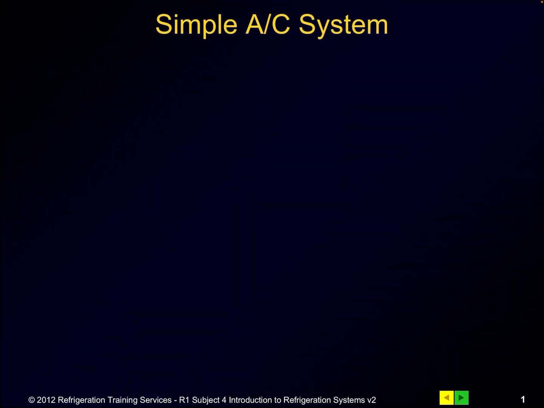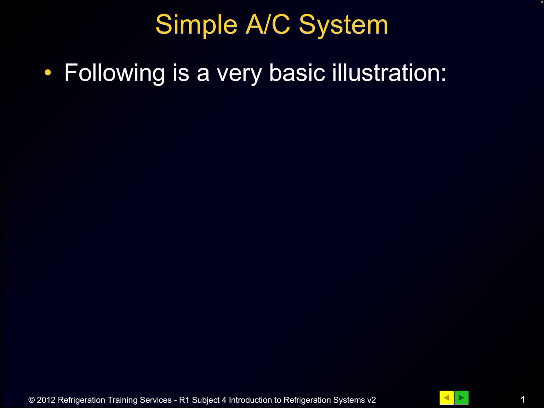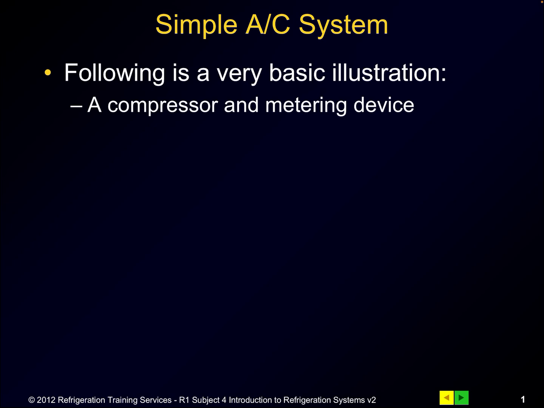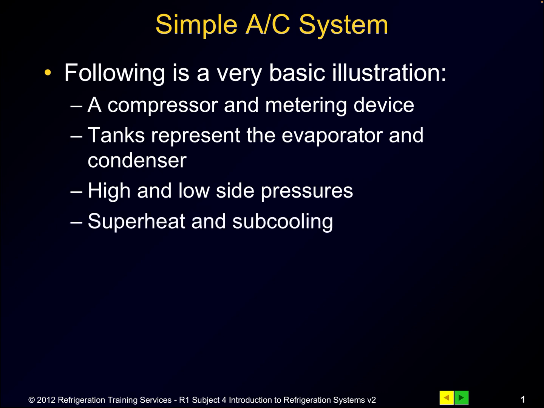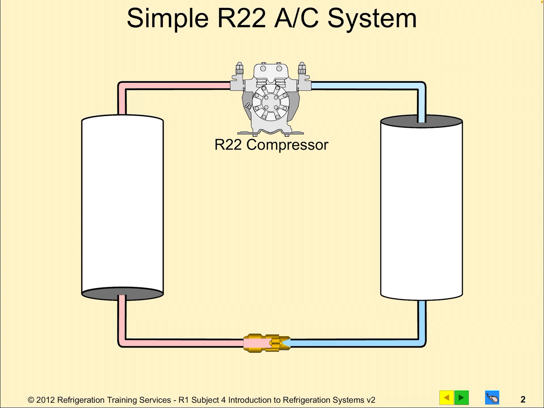On this particular system, a simple air conditioning system, what we're going to be taking a look at is the basic operation of a compressor. We've got a metering device. We're going to have a couple of tanks. They're going to represent the evaporator and condenser. So think of those as a heat exchanger for each side of the system. And we'll have high and low pressures identified with some superheat and some subcooling. So on my system, compressor up on the top and in the middle.